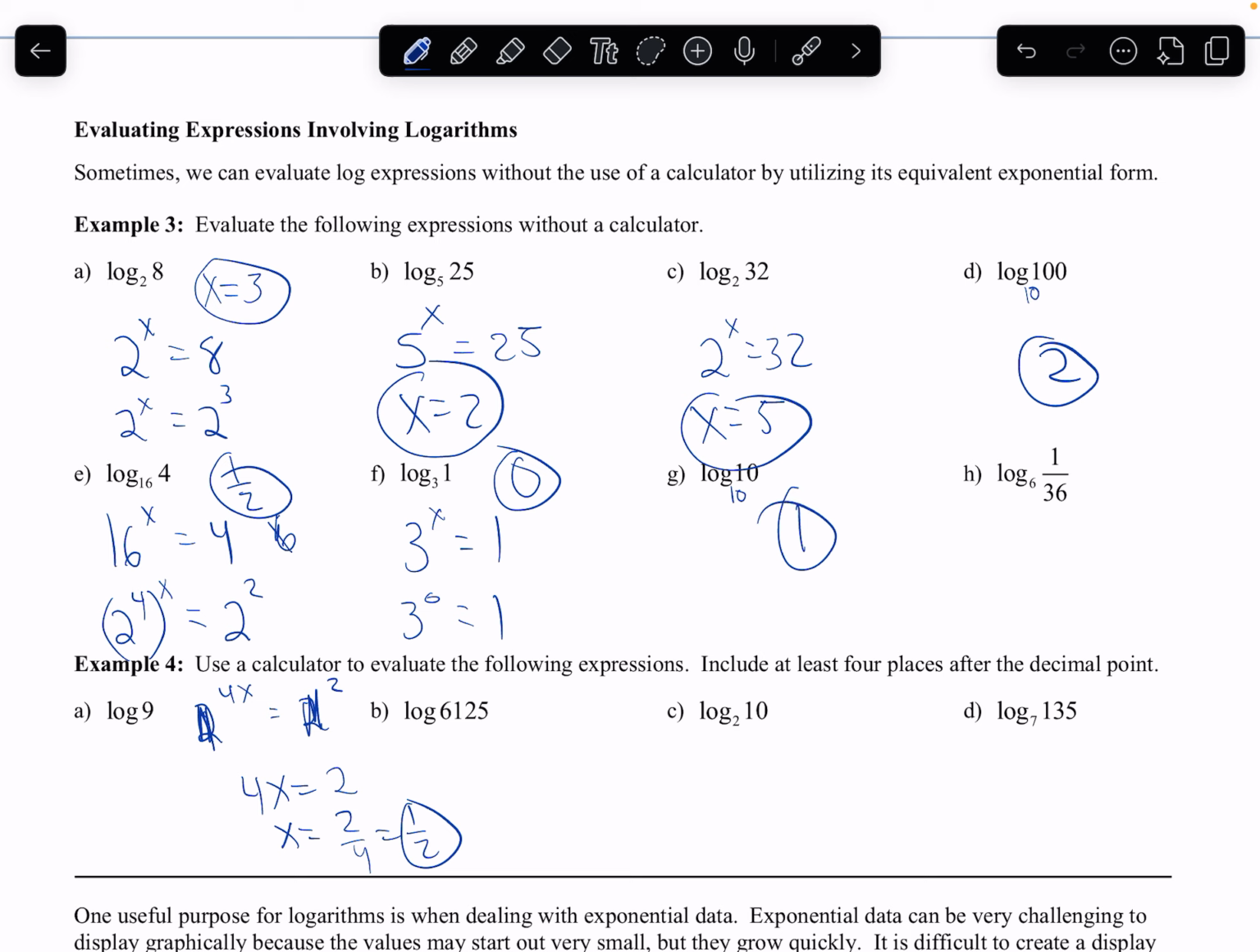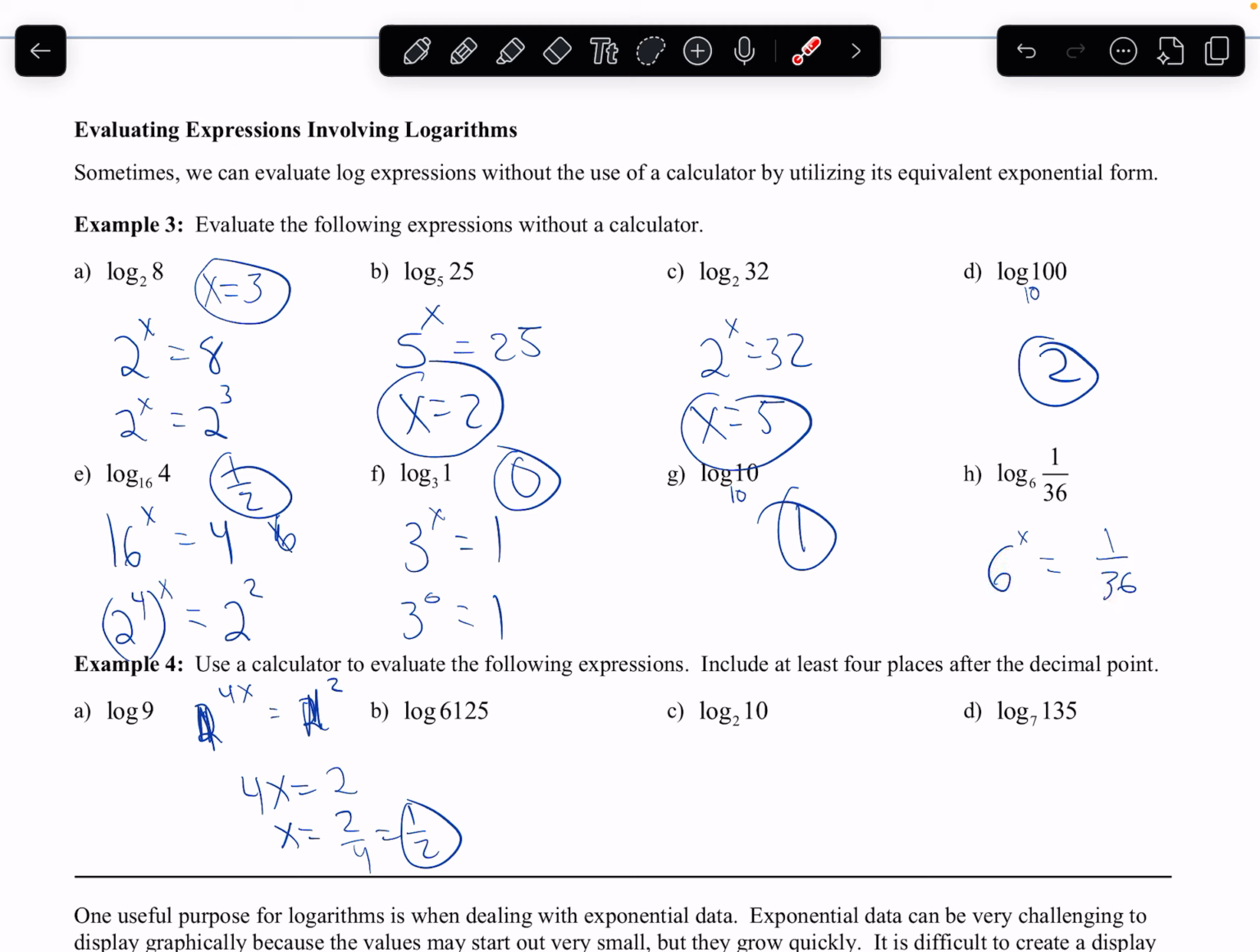And then I go over here to this last one, and I'm saying 6 to what power is 1 over 36? So I'm going to write that down. I want to go over this one, make sure you understand what's going on here. You remember back here, I wanted the same base on both sides. Same thing here. I'm going to look at this 6 and 36.